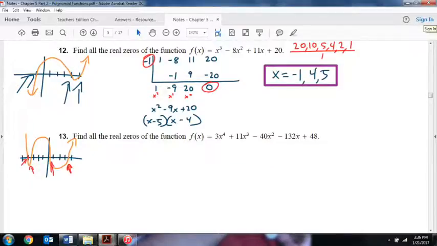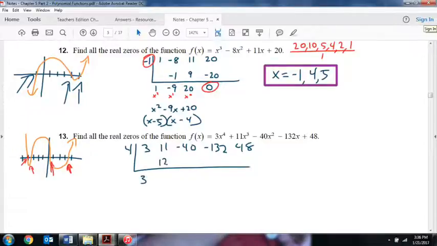So here we go. 4, 3, 11, -40, -132, and 48. So here we go. Remember, drop it down, multiply, add, multiply, add. 3 times 4 is 12. 12 plus 11 is 13. 13 times 4 is 52. 52 minus 40 is positive 12. 12 times 4 is 48.